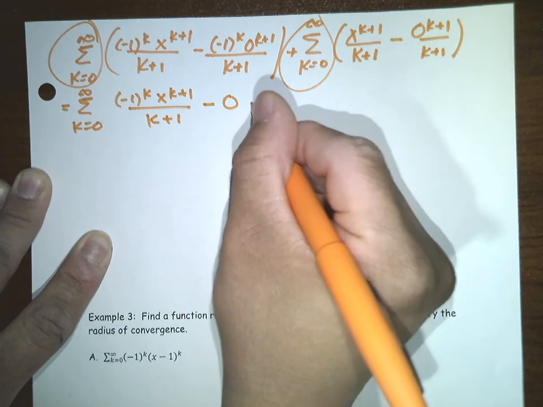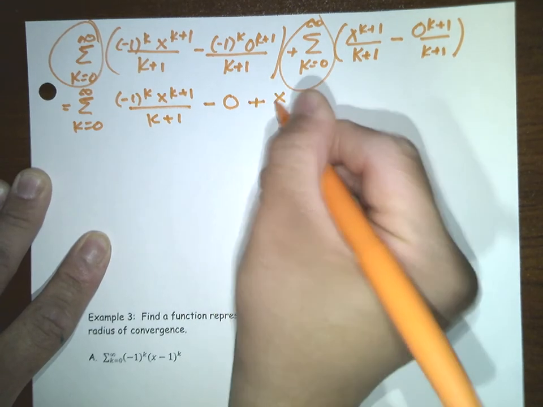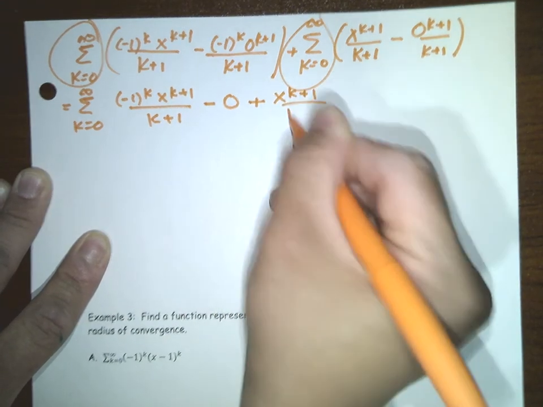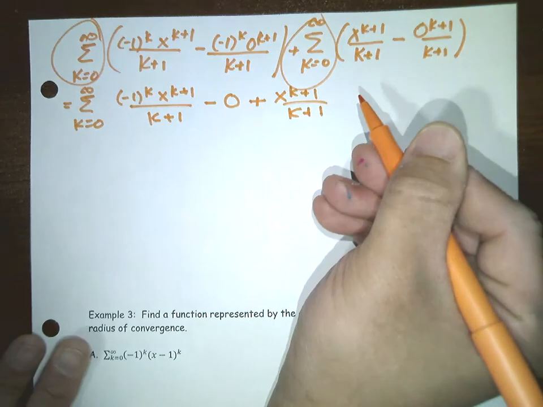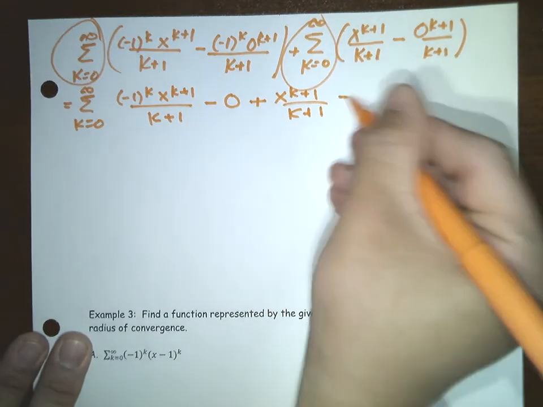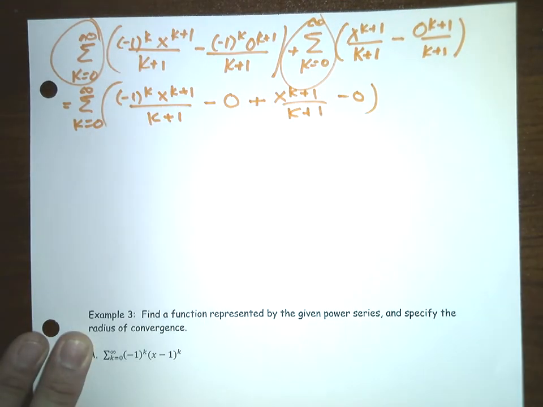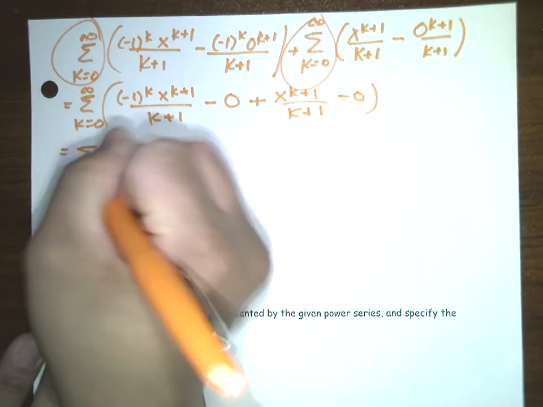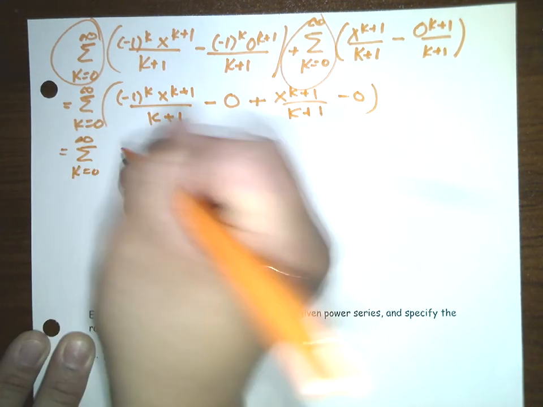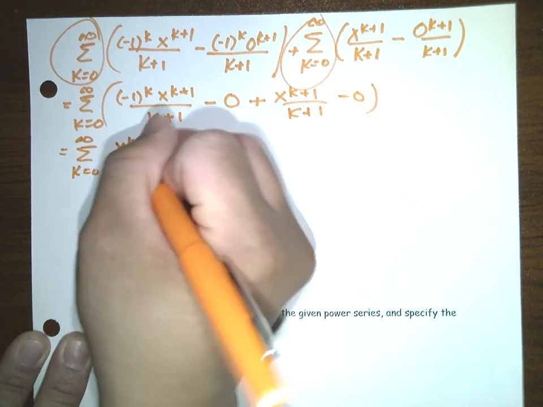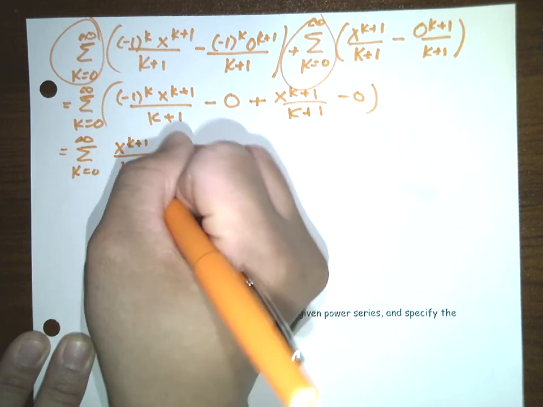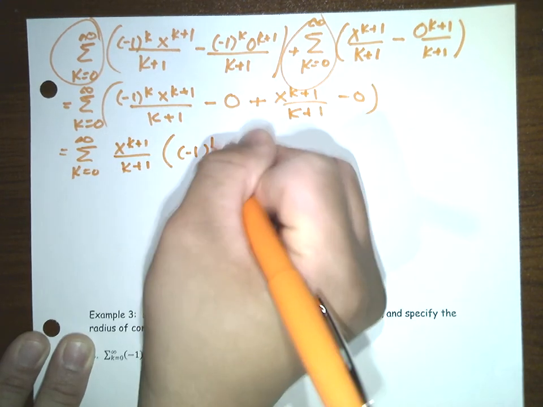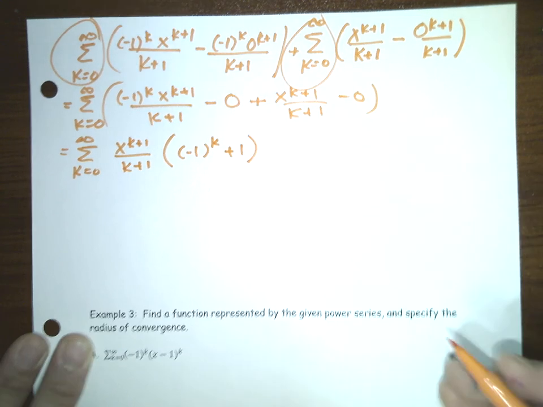So I'm just going to combine them, all right? Plus x to the k plus 1 over k plus 1, and then minus 0. So then if I look at this, I can factor out the x to the k plus 1 over k plus 1, and I have negative 1 to the k plus 1.